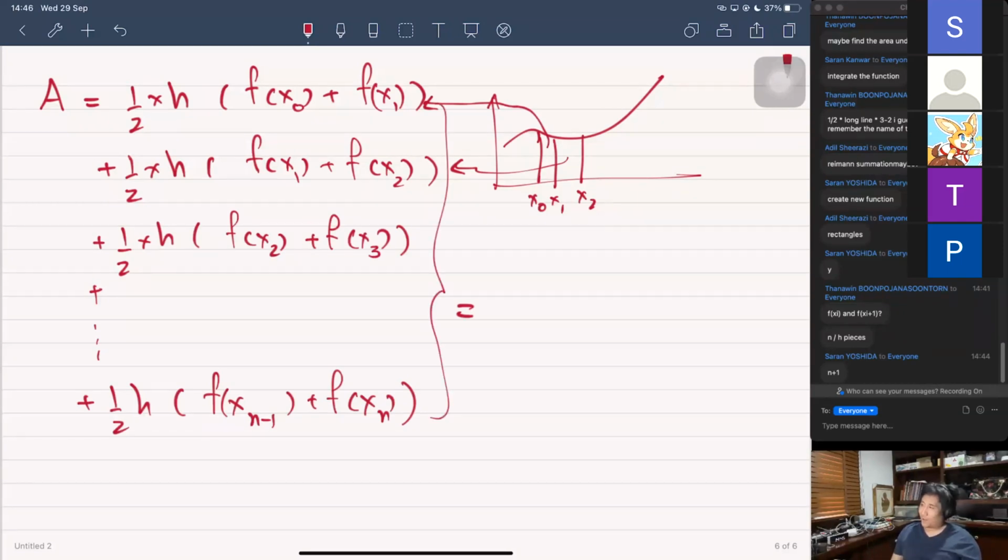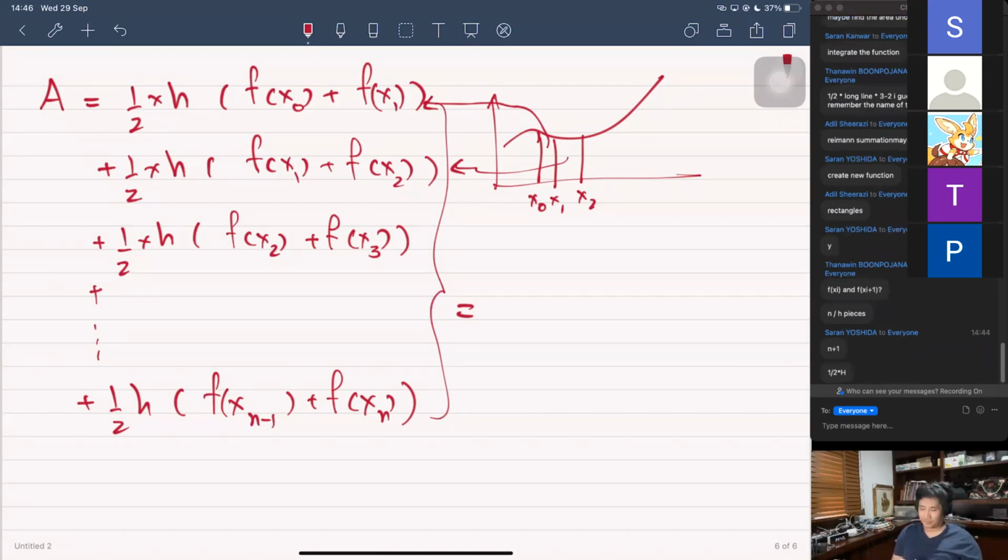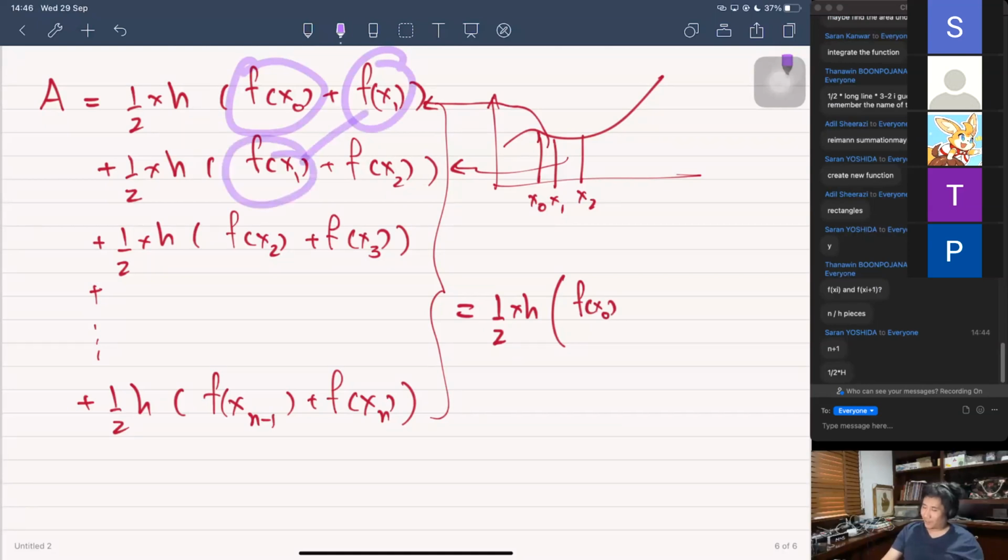Help me simplify. What can I factor out? A half h, right? So it's a half times h. So what's left over? How many f(x0)? That's one, right? From here. f(x0), there's only one. But all the other f except f(xn), there are two of them, right?